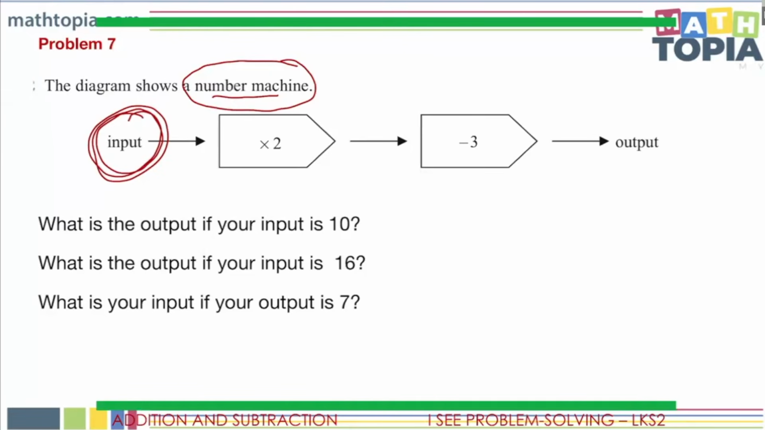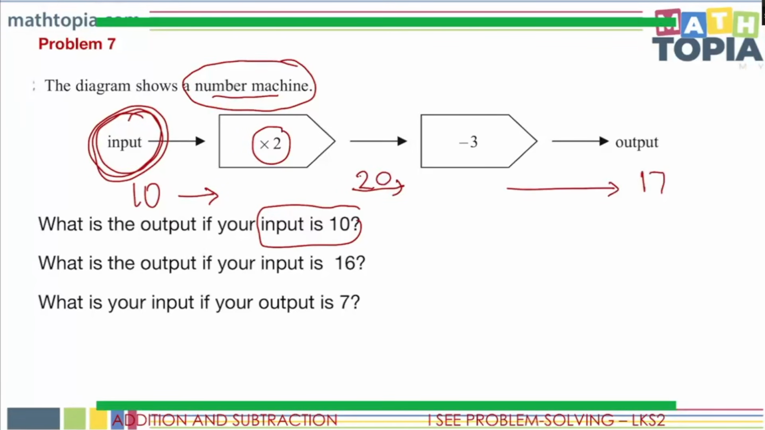If your input is 10, what is your output? If you double 10, that would be 20. And then from 20, you take away 3, and that would be 17. So your answer is 17. That's correct. That's good. This is called a function. Now you are learning function.